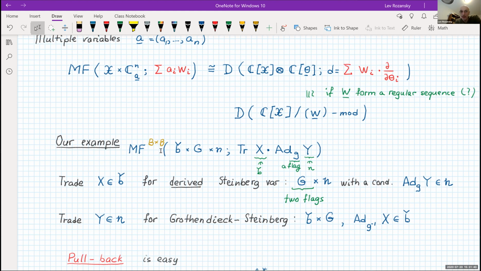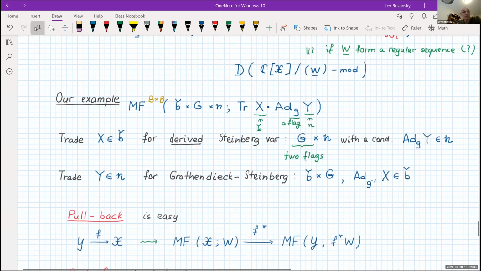Now, by the trick that I just mentioned, the superpotential is linear in both X and Y. So you can trade one of them for odd variables and turn the superpotential into a differential. You can trade X for odd variables, and then you will get a derived Steinberg variety, with an essential differential. Or you can trade Y for odd variables, and then you will get the Grothendieck-Steinberg variety, which doesn't have to be derived, because in that case the conditions are regular. So this Koszul duality turns this matrix factorizations category into something more familiar to geometric representation theory people, which is variations of the Steinberg variety.